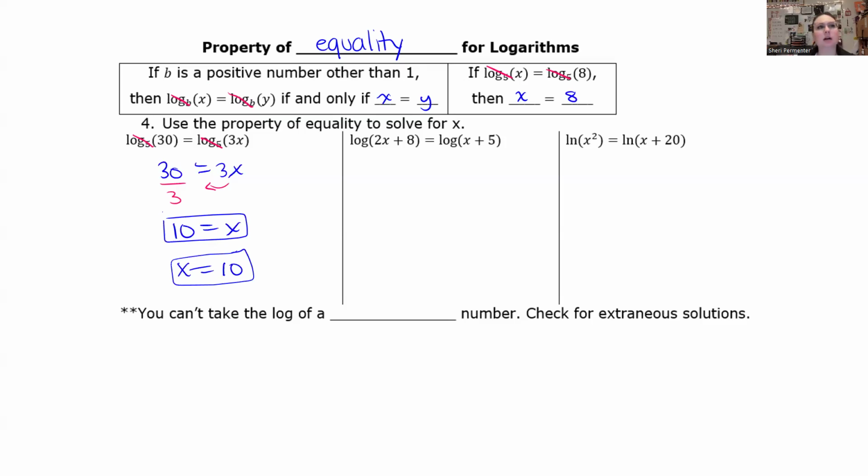For the next problem, I don't see a base. What is the base if it's not there? 10. And what kind of log is that? Common log. And if the bases are equal, then we can mark them out and set the stuff equal to the stuff.